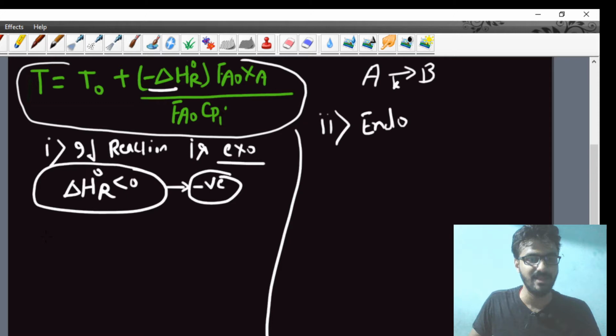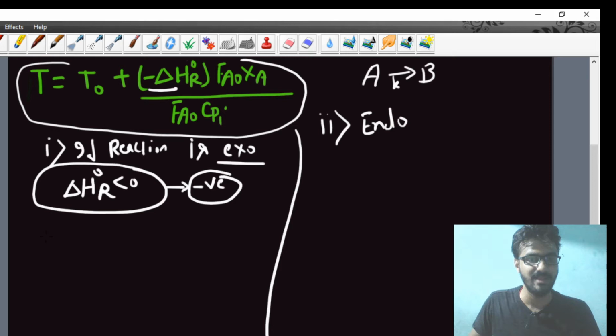Just try to understand one thing, and here the slope will be minus of delta H0 of reaction into F_A0 upon F_A0 C_PI. So there are so many types of questions that GATE can ask. If they give the slope, then they will tell you another parameter. I think you are all capable of calculating these things if some data is given.